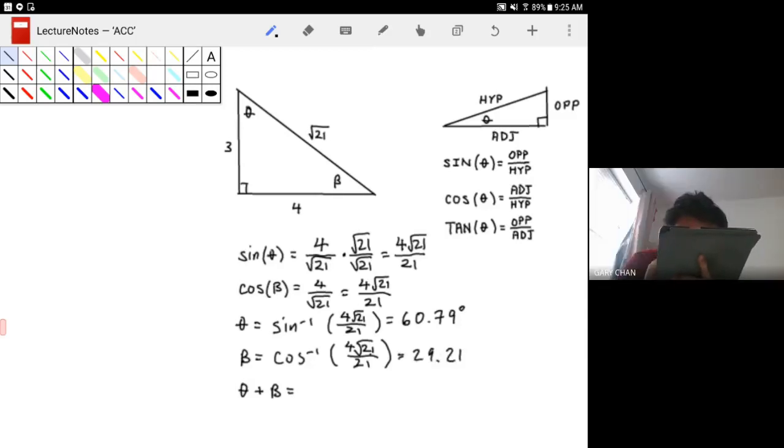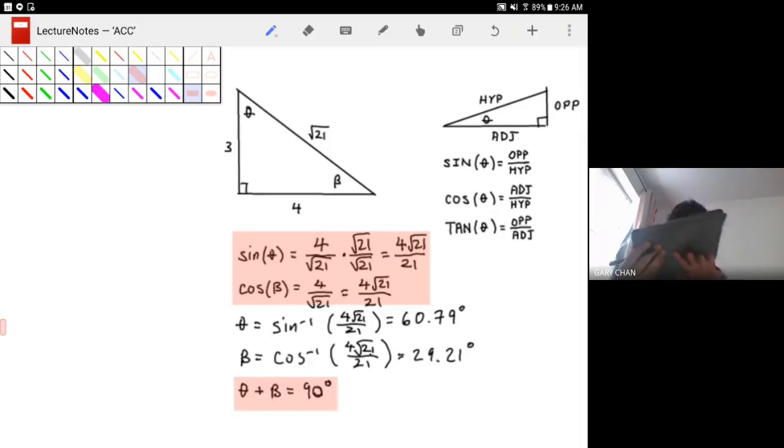I totally agree. And then if you were to add them together, you would end up with 90. That's if you didn't know that identity from before. So they will equal 90 degrees. It is by no coincidence that that will happen. That sine of theta and cosine of beta will always end up being the same, and theta and beta will always equal 90.